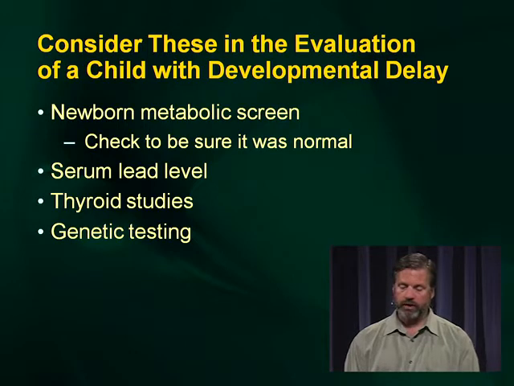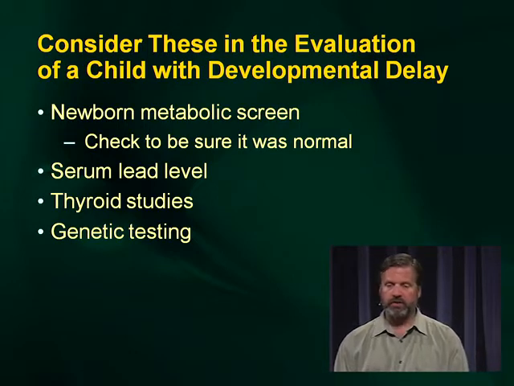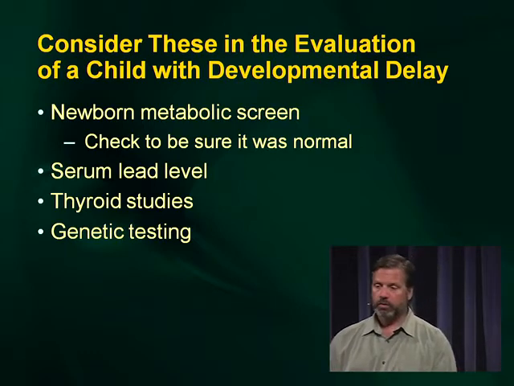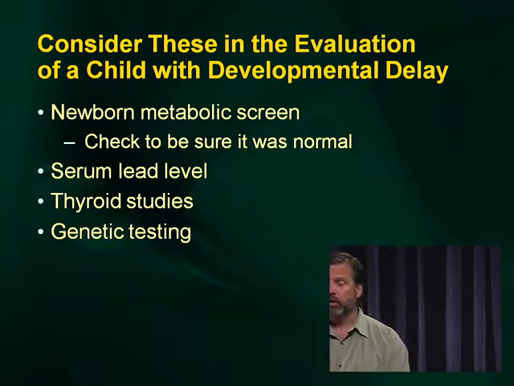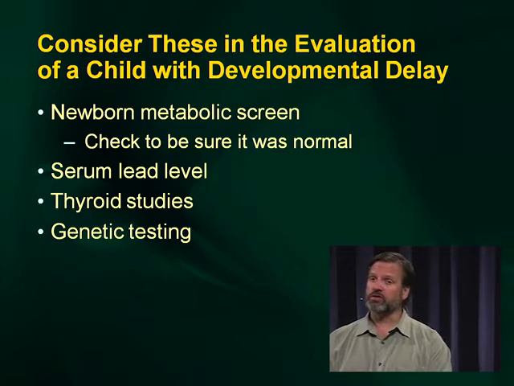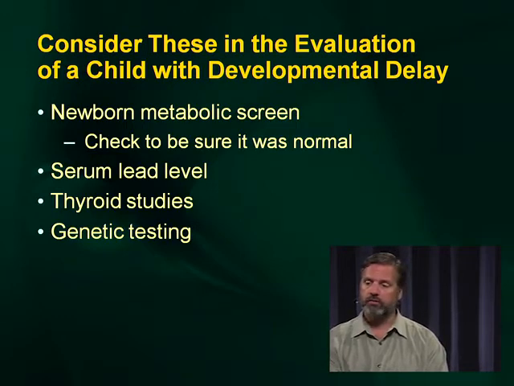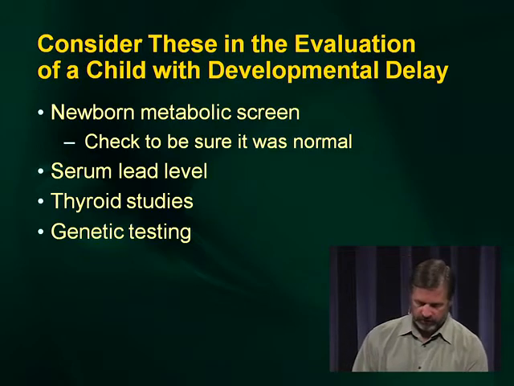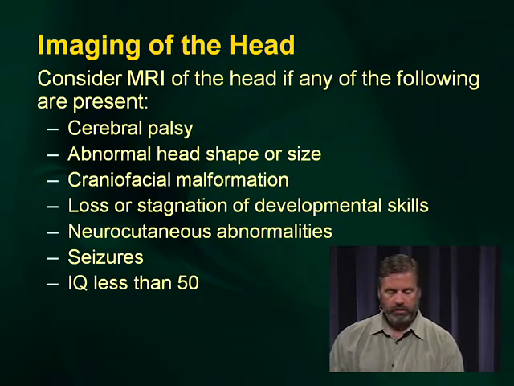Consider in the evaluation of a child with developmental delay, the test you would want to think about would be the newborn metabolic screen. You want to check back and make sure it was normal. You want to check and make sure it wasn't done too soon, like we talked about before, because if the child was discharged early, it might be that the toxic metabolites didn't build up to a level high enough for the test to detect them. But the more common things that you want to think about are lead, thyroid disease, and genetic abnormalities.